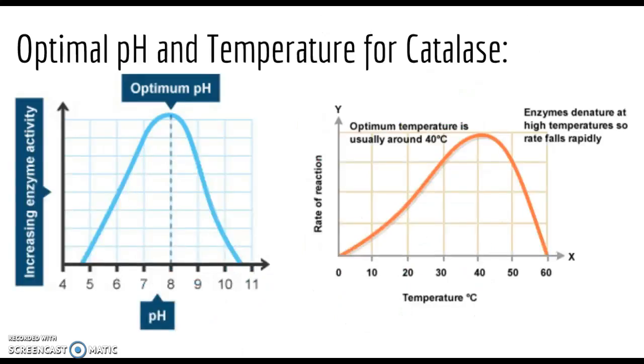In this example, the graphs show the optimum or ideal pH and temperature for the catalase enzyme. The optimum pH is approximately 8, shown by the high point on the graph to the left. The optimum temperature in which this enzyme works is approximately 40 degrees Celsius. Both of these graphs of activity will be impacted as the pH or the temperature change.